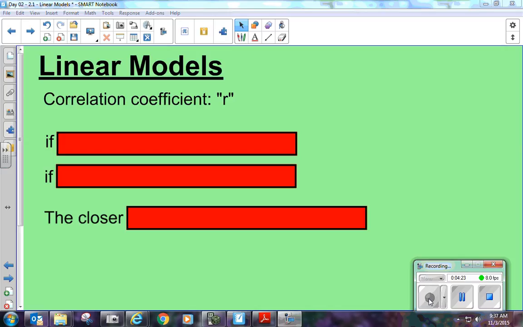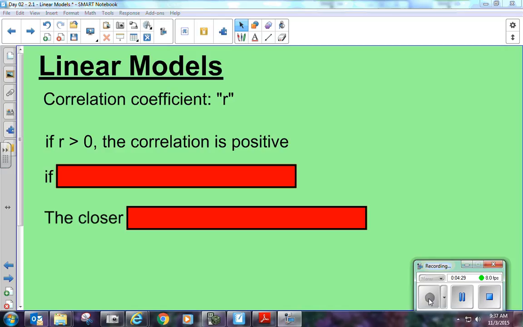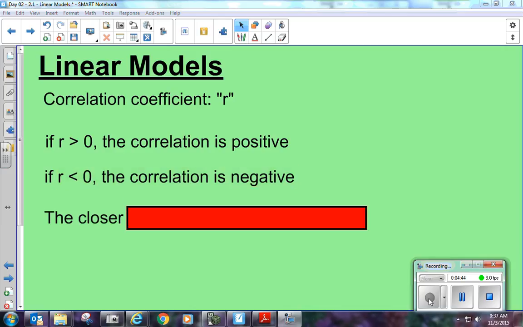It is what we were just discussing. Okay, the correlation coefficient is R. It's from last year. And if R is greater than 0, which means it's positive, then the correlation is positive. The dots will form a positive slope, right? Likewise, if the correlation is negative, then the R value will be negative. It kind of makes sense.